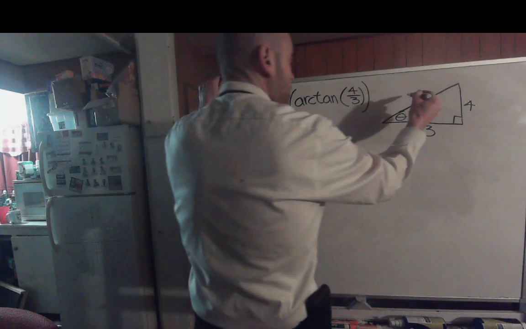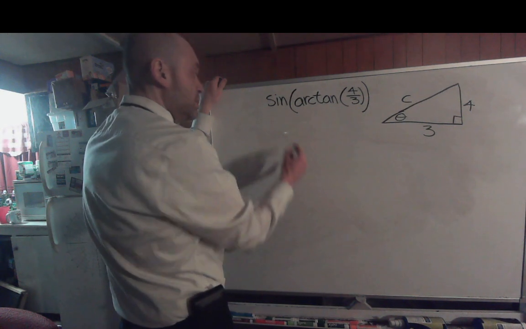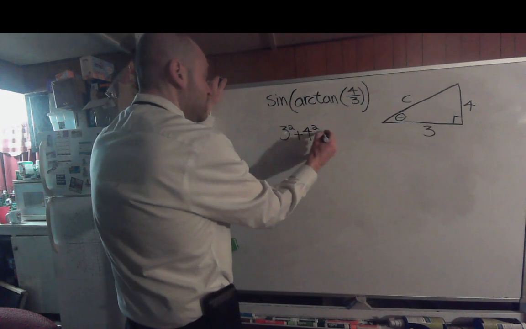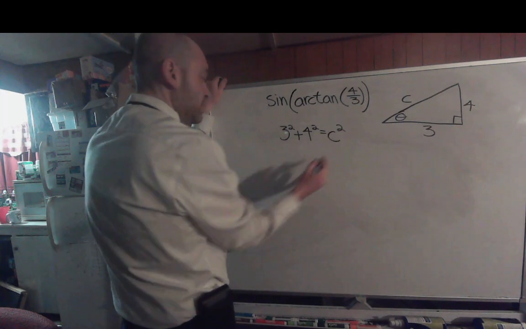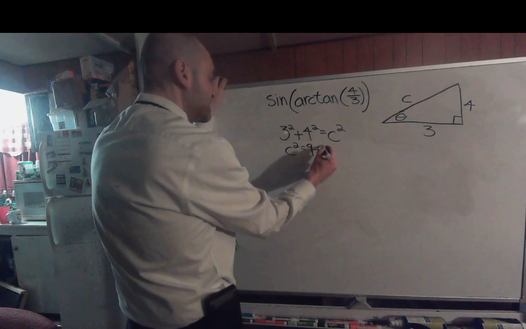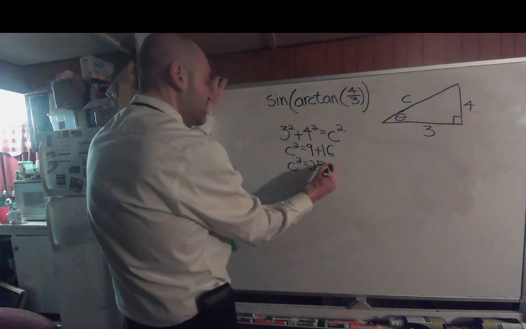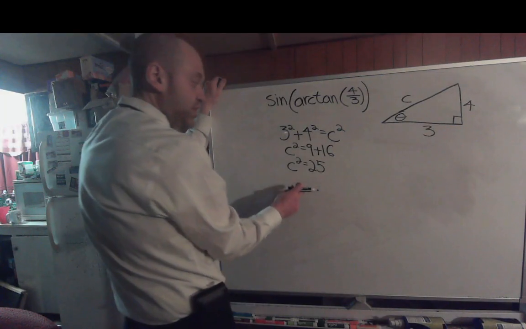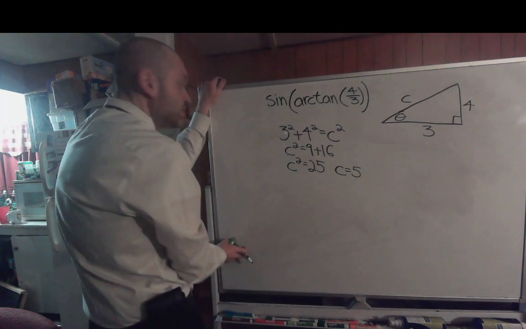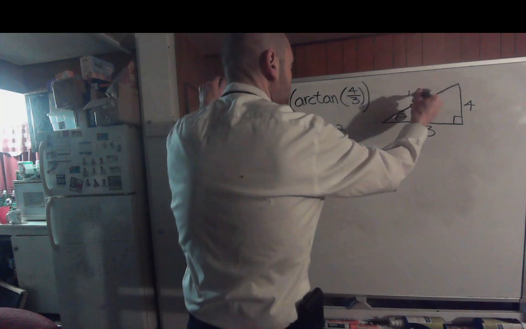Now, we don't know this side, so we need to use good old Pythagorean theorem. So that means that 3 squared plus 4 squared would equal c squared, which means that c squared would equal 9 plus 16. So c squared equals 25. And since we're dealing with a length, we only consider the positive square root. So c would equal 5. So let's go ahead and put that 5 in for our hypotenuse of this right triangle now.